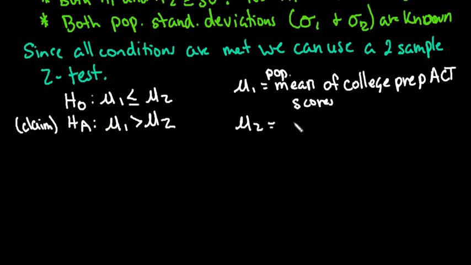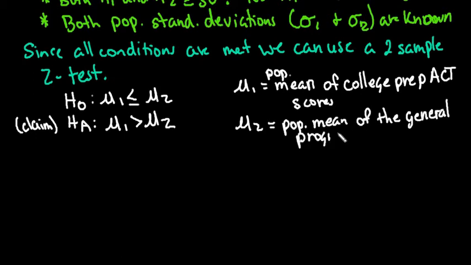And mu2 is the population mean of the general students. Okay, so it's really important that anyone looking at this knows what symbols you're using for which one, because you could reverse this and say that mu2 is less than mu1 if you switched your groups around. So it's really important to understand what the mu1 and the mu2 represent.